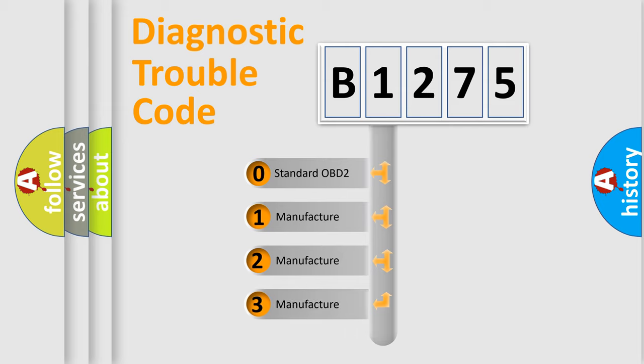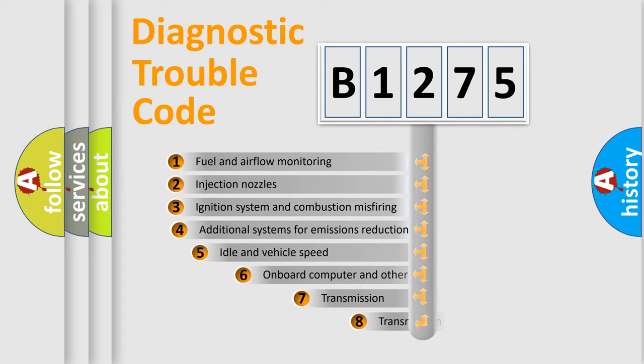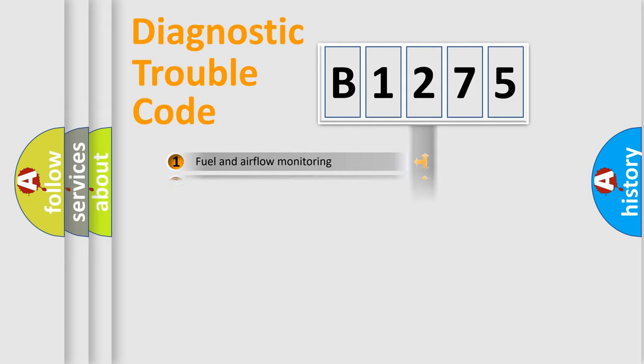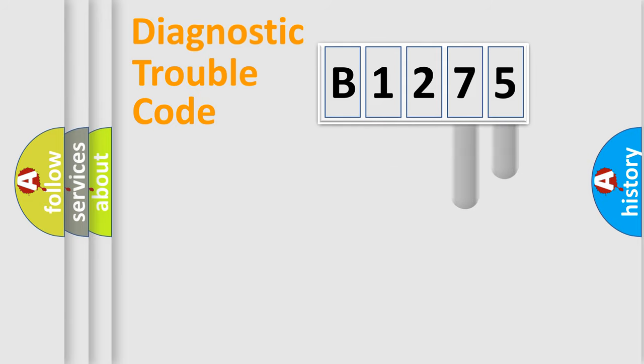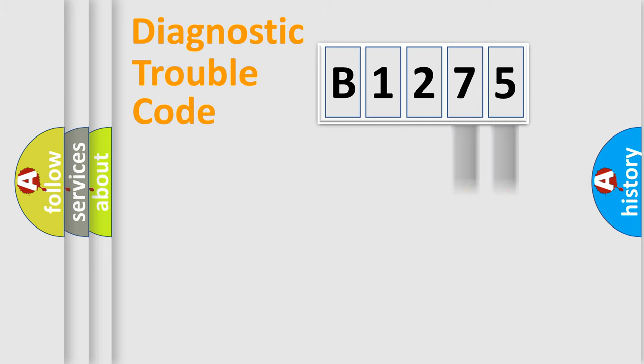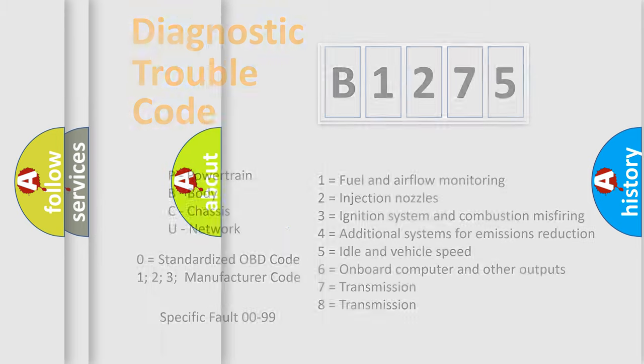If the second character is expressed as zero, it is a standardized error. In the case of numbers 1, 2, 3, it is a manufacturer-specific error. The third character specifies a subset of errors. The distribution shown is valid only for the standardized DTC code. Only the last two characters define the specific fault of the group. Let's not forget that such a division is valid only if the second character is expressed by the number 0.